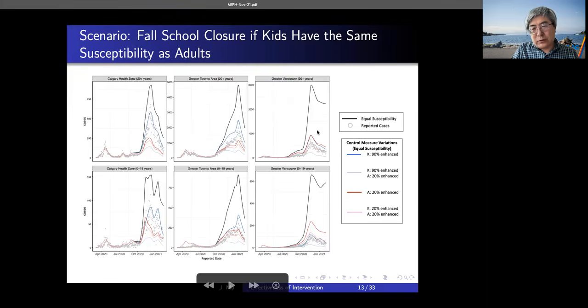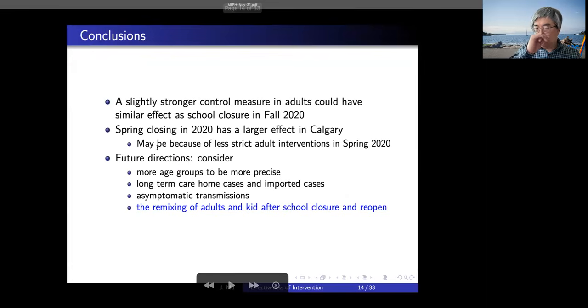We're not quite sure what causes this, but in other places, overall, the case counts, even in the adults, would be much higher. In the kids, it would be even higher. So it has a big effect, but it's still the same. If we just close down schools, we have some effect, but if we strengthen the adult control measures, we have a much stronger effect. So it's always good to strengthen the adult control measures.